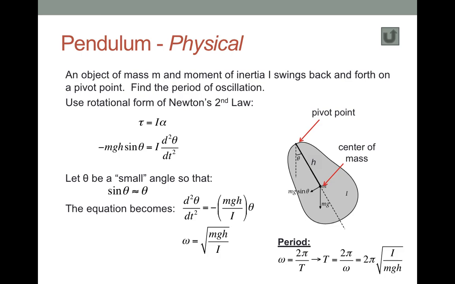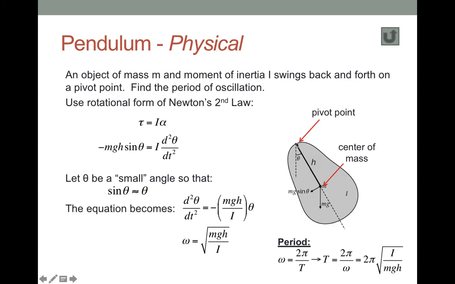Another example of something that oscillates is a pendulum. A pendulum will swing back and forth, and what we want to look at is: is a pendulum an example of a simple harmonic oscillator? The way we're going to analyze a physical pendulum is using Newton's second law in the form of torque equals I alpha, where the torque will be given by a component of gravity, gravity pulling straight down. This right here, this component, is the component of the force that's perpendicular to the lever arm.